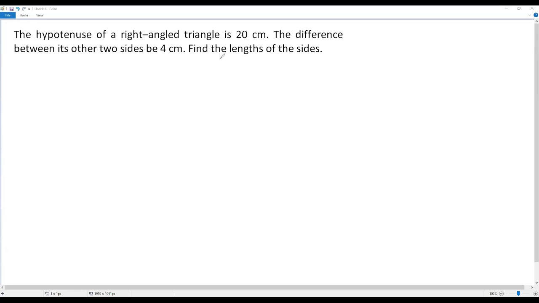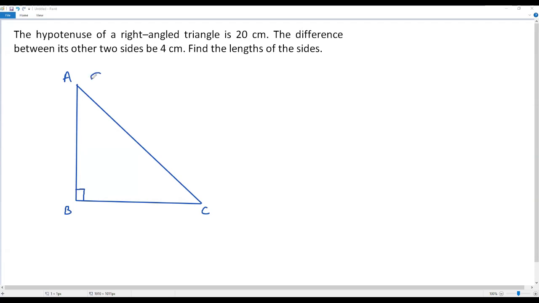Okay, first let me draw a right angle triangle. Here I have drawn a right angle triangle. The question says the hypotenuse of a right angle triangle is 20 centimeter. AC represents the hypotenuse because that's opposite to the right angle over here. So its length is 20 centimeter. And there is an information, the difference between its other two sides is 4 centimeter. That is, the difference between the lengths of the two sides AB and BC is 4 centimeter.